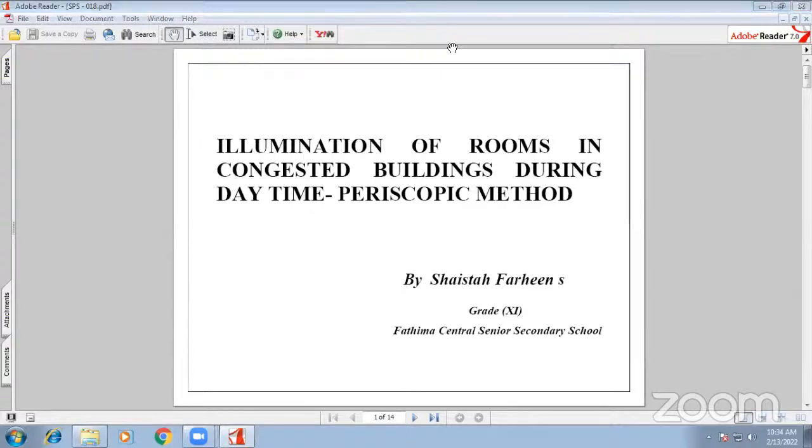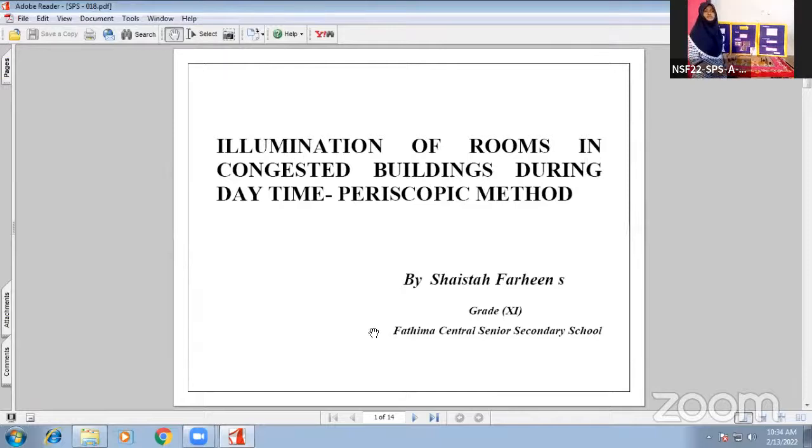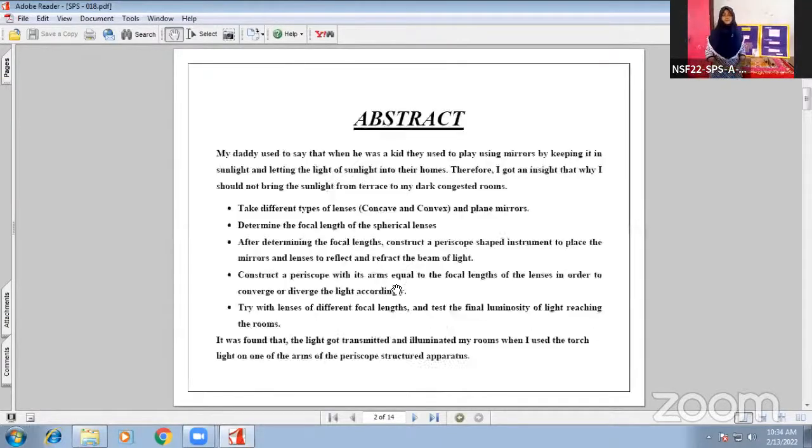Here to present you my project on illumination of rooms in congested buildings during daytime using the periscopic method. I got the insight for this project when my father used to say how he used to play with plane mirrors, letting the sunlight outside into his home.